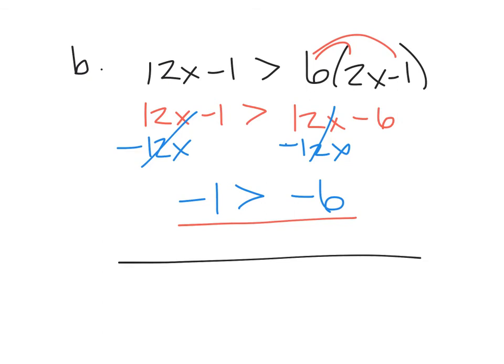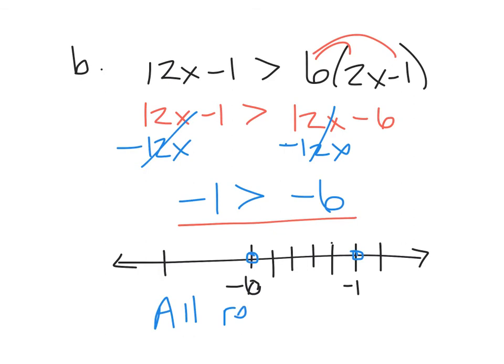On the number line, I'd have 0 up here, negative 1, negative 2, negative 3, negative 4, negative 6 would be here. So if I graph this, negative 6 is here, negative 1 is here. Is negative 1 greater than negative 6? Yes. So then the answer to this problem is all real numbers work in this situation.